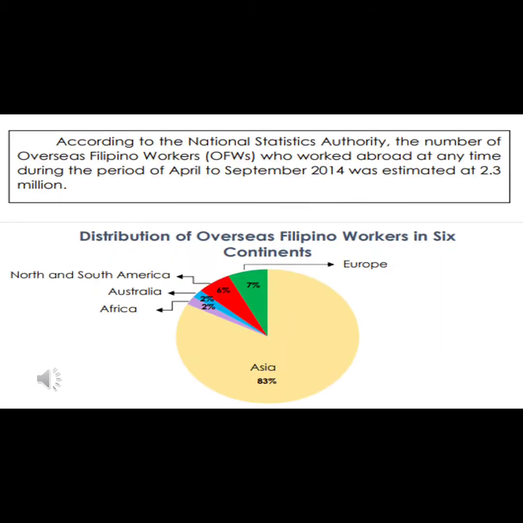Okay, we have this pie graph presented in our module. This is a graph showing the distribution of overseas Filipino workers in 6 continents of the world. By the graph itself, we can already see how the distribution of overseas Filipino workers is done through the pie graph. So this is one way of interpreting our pie graph, by knowing the percentages presented.